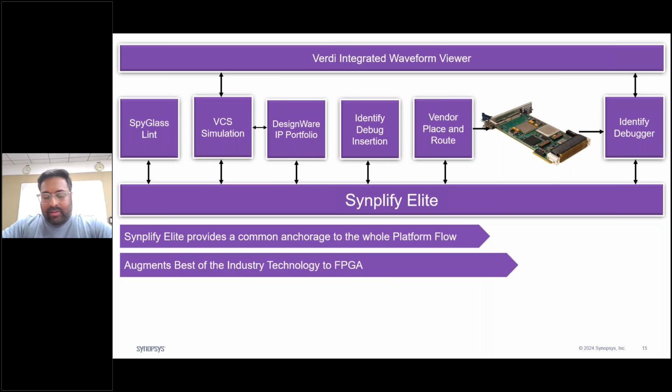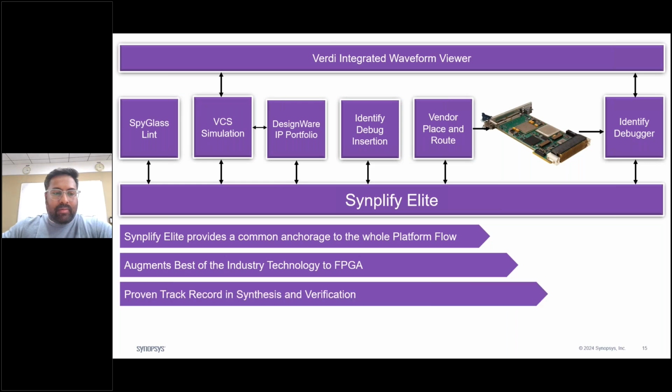And this augments the best industry technology to your FPGA. Simplify has been available in the market for more than 25 years, and it has evolved a lot in terms of getting you the best quality of results and features, and it has a proven track record in synthesis and verification.